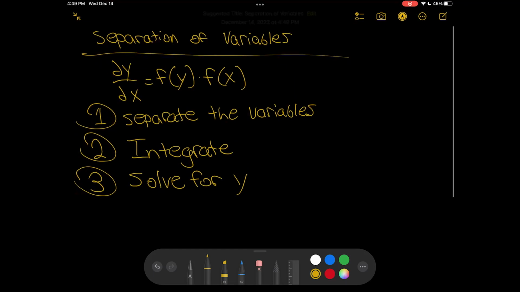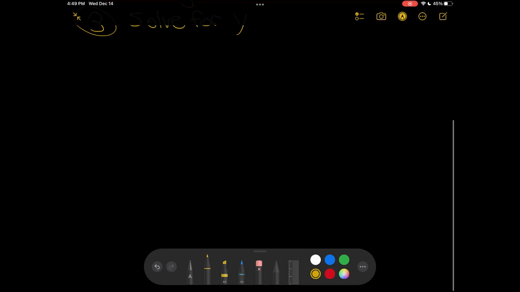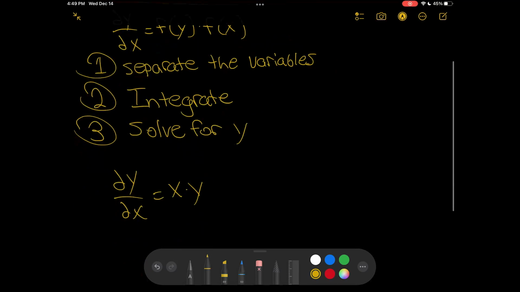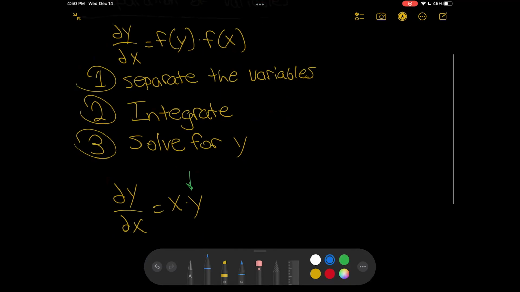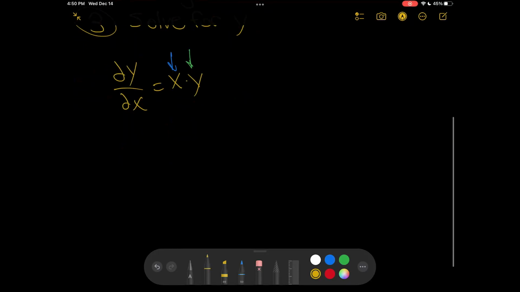So now that I've covered the definition of it, we're just going to go over a couple example problems. Our first example will be one of the simplest forms: dy/dx is equal to x times y. We know that it fits the general form because we have a function of y, which is y, multiplied by a function of x, which is just x. So we're going to follow our 3 steps.